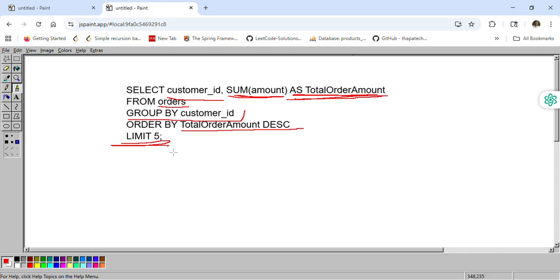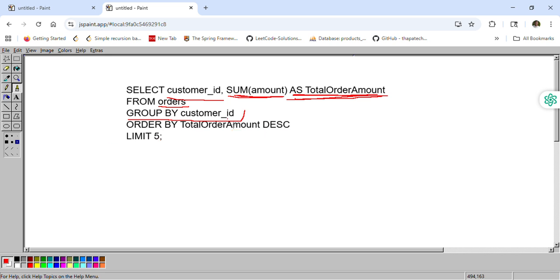You are only interested in the top 5, so you just limit 5. If they say top 10, then you just use limit 10. Limit is applicable even if you find the maximum or minimum order amount anywhere. Sum is an aggregate function, and that's why we are grouping on the basis of customer ID. This one is important. So this is how you can use this simple query to find the top 5 customers who spend the most on their orders.